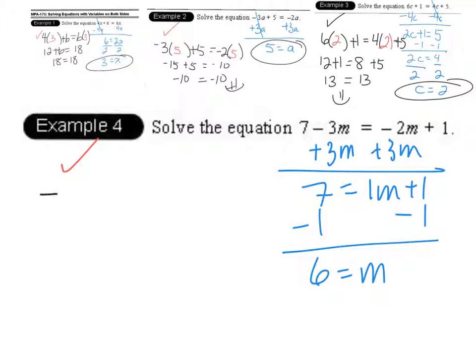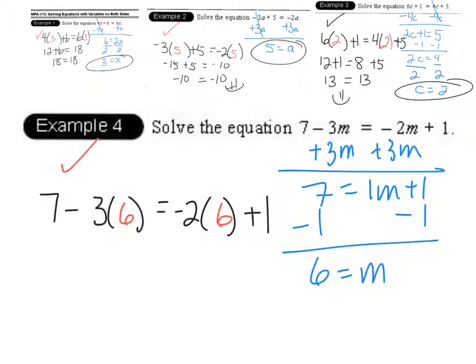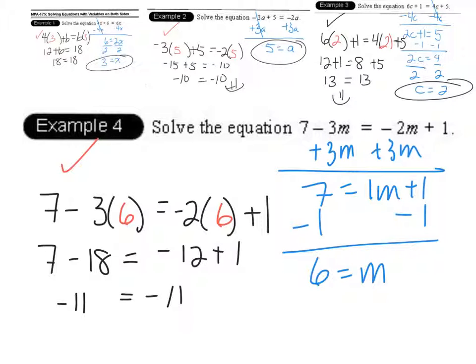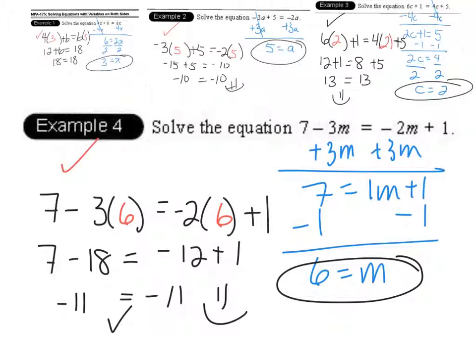Going back to my original equation, 7 minus 3 times the value we got for m, which was 6, we hope equals negative 2 times the value I got for m, which was 6, plus 1. So we have 7 minus 18 equals negative 12 plus 1. And 7 minus 18 is negative 11. And negative 12 plus 1 is also negative 11. So again, my check step worked. I'm happy with my solution of m equals 6.